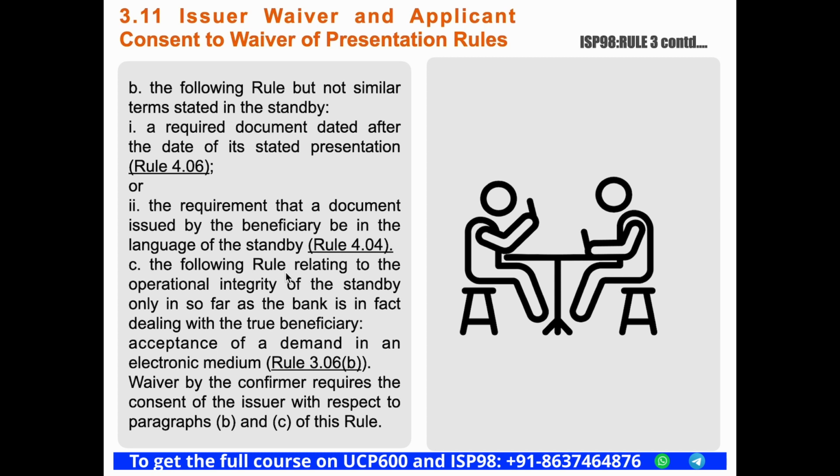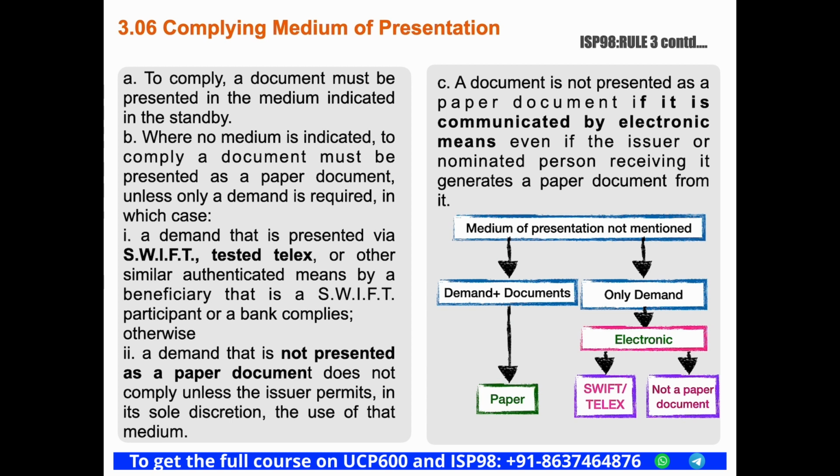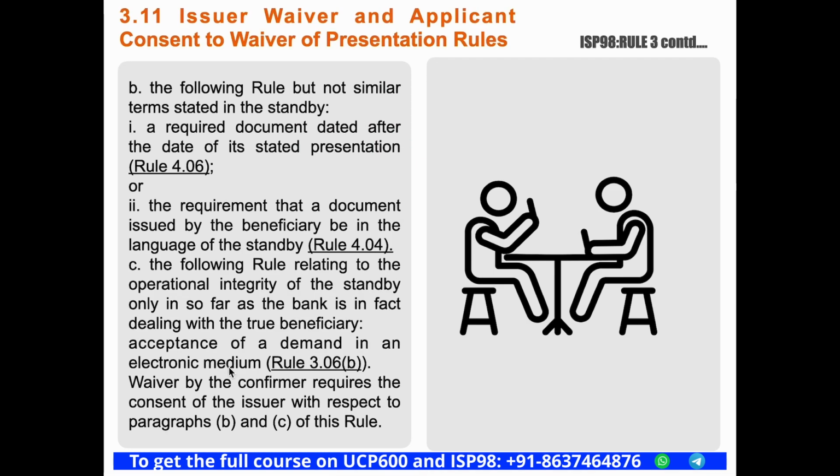Next one is the following rule relating to the operational integrity of the standby, only insofar as the bank is in fact dealing with the true beneficiary. Acceptance of a demand in an electronic medium. Rule 3.06b. What is mentioned in Rule 3.06b? Simply, a demand should be presented in an electronic medium. Why? The concern is an authenticated demand, but the issuer can waive such a requirement if it is confident about the beneficiary. That is why it is mentioned like this: in fact, the bank is dealing with the true beneficiary. So the issuer can waive such a requirement and accept a demand in paper medium if it is confident that it is dealing with the true beneficiary, right?